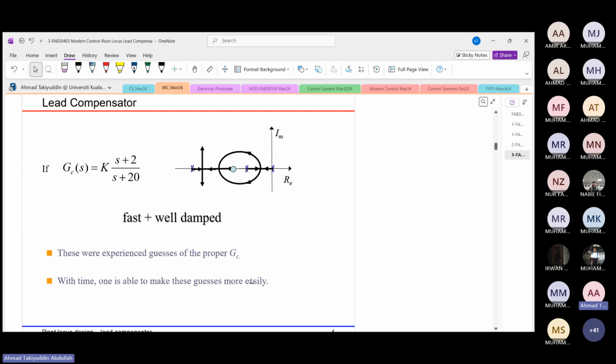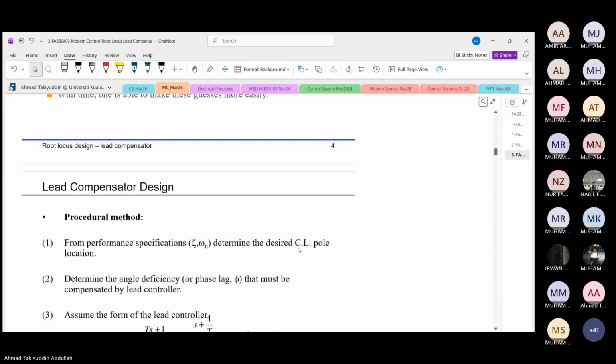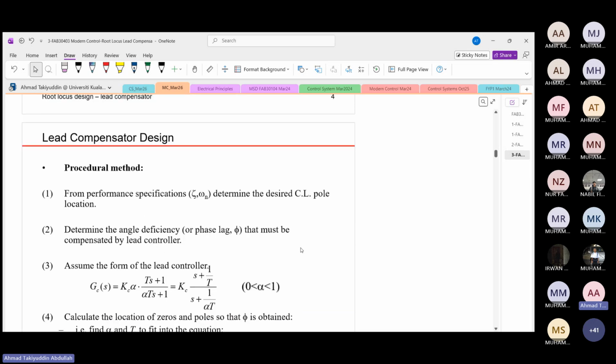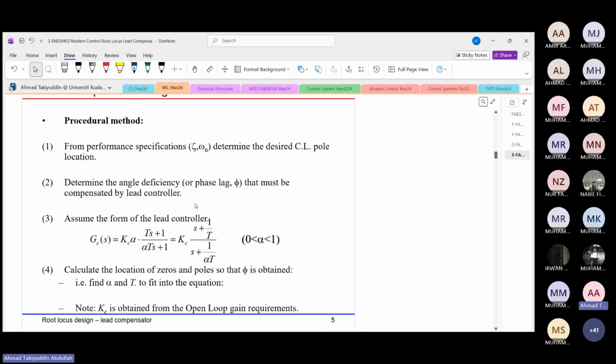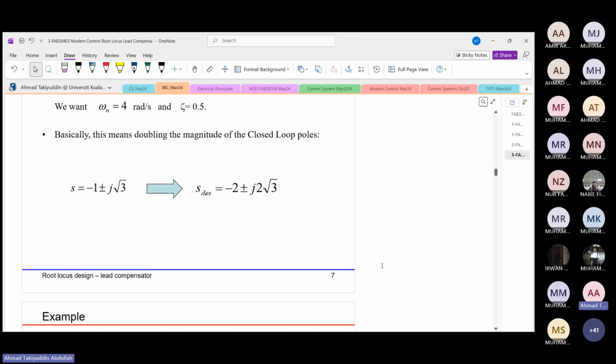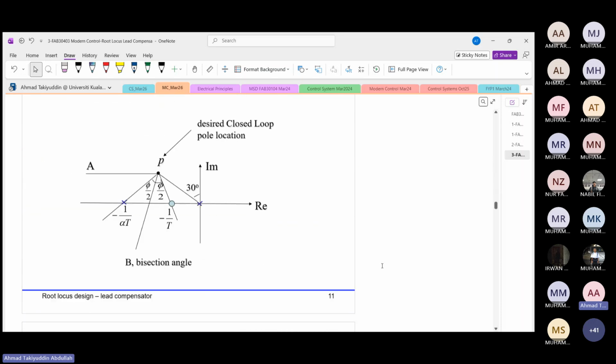This is just an example to show you how you can use the lead compensator to improve the system in terms of the transient response performance. So this is what you need to come out with the lead compensator design. This is one of the ways, but I'm not going to use this. You can also refer to this if you want to. I'm going to use this design procedure.